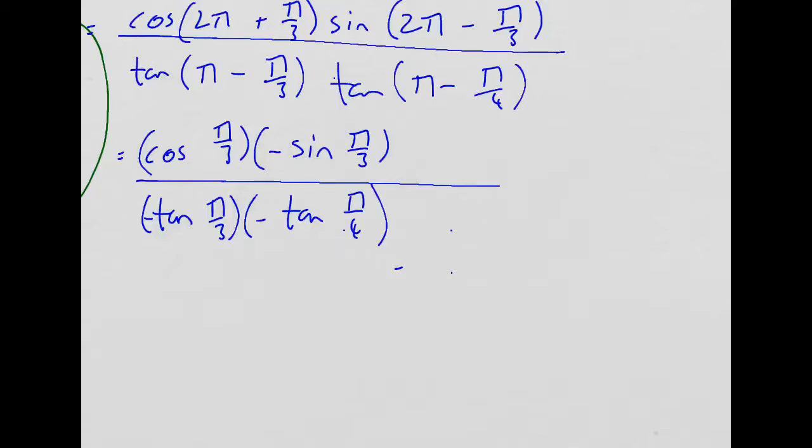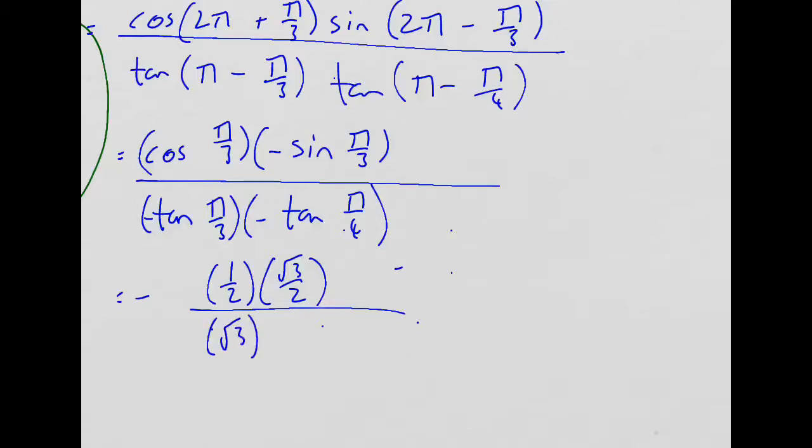So at this point, I'll see that there are 3 negatives, which means that the answer is going to definitely be negative, and then we just work with the ratios themselves. Right, so cos pi over 3 is a half. Sine pi over 3 is root 3 over 2. Remember, we're disregarding the negatives because we've already dealt with the signs. Tan pi over 3 in the denominator is root 3. And lastly, tan pi over 4 is 1.